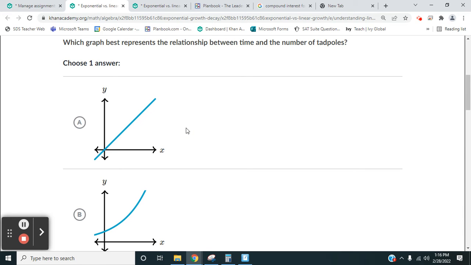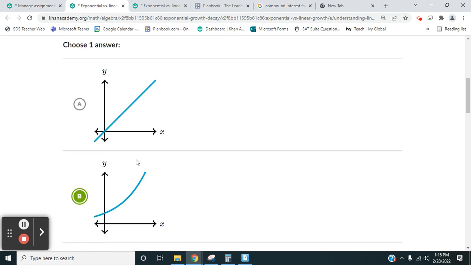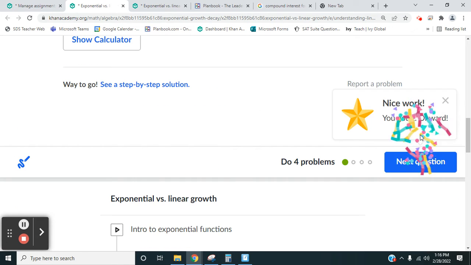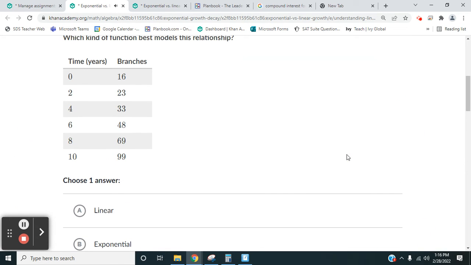If something triples, it's being multiplied then, right? So it's exponential. Exponential is not a straight line. Exponential is a curve. All right, let's do another one. Is this linear or exponential?